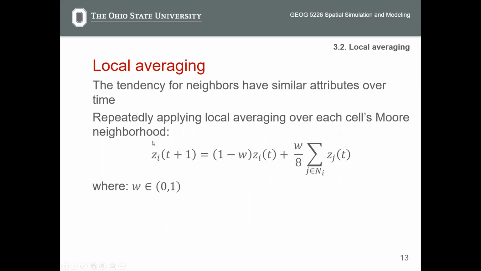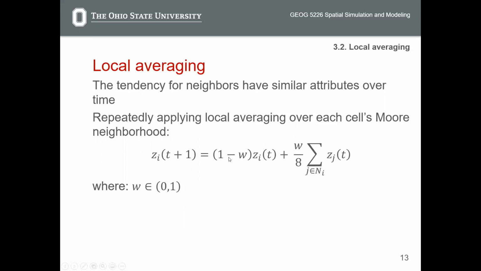It is decided by what? It is decided by the right side of this formula. And there are two terms on the right side of this formula. The first term is Zi(T), which is the current state or current value of the central cell, but it is multiplied by something called 1 minus W. W is the weight. We call it weight. It varies from 0 to 1. Later you will know why.